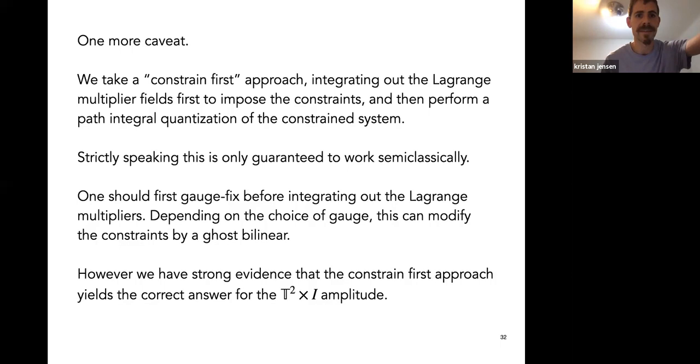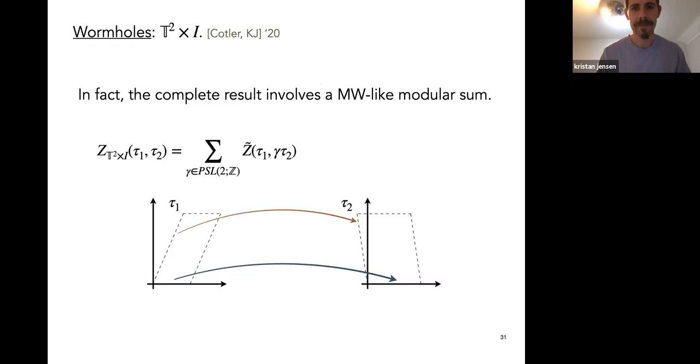Nevertheless, we have strong evidence that the answer that we land on is correct. And the evidence comes from other methods. In other words, this really is the torus times interval amplitude of 3D gravity, under the assumption, again, that we're integrating over real, smooth, non-singular configurations.